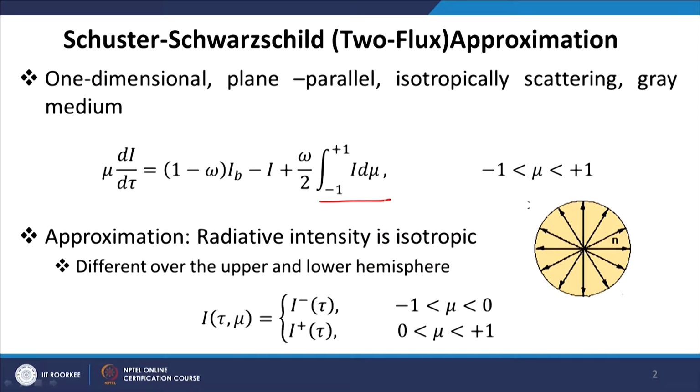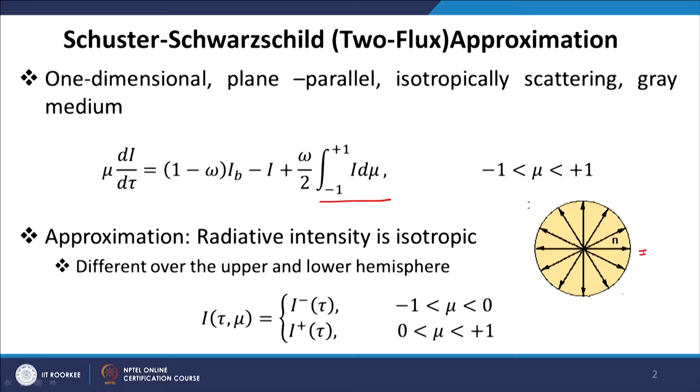So, for the one dimensional case, it has been argued by Schuster and Schwarzschild, after whom this method is named. The method is basically called the two flux approximation or the Schuster-Schwarzschild approximate method. What this method basically assumes is that the intensity is isotropic, but the isotropic intensity may have different magnitudes in the upward direction and downward direction.